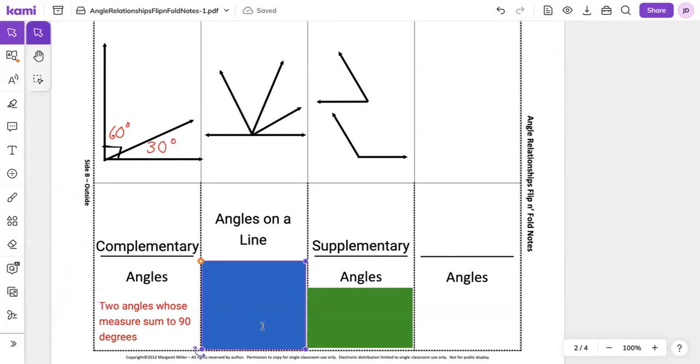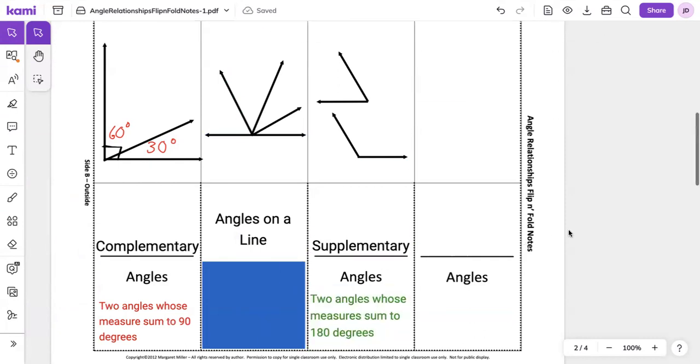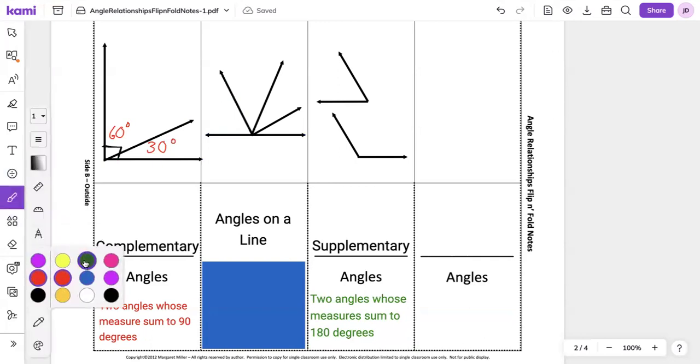I'm going to skip angles on a line because I think that one's the easiest, so we'll come back to it. Supplementary angles are 2 angles whose measures sum to 180 degrees. They might actually be attached like complementary angles, or they might be separate. An example of a pair of supplementary angles might be 120 degrees and 60 degrees. 120 plus 60 gives you 180.